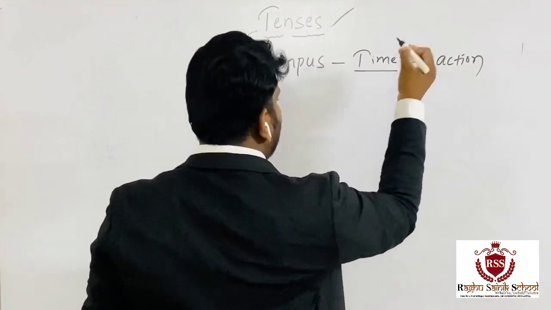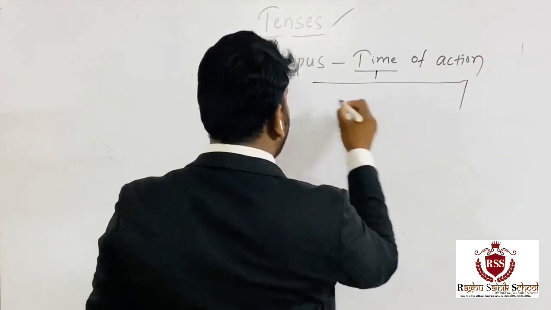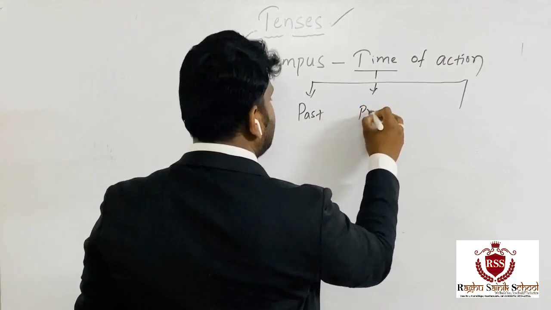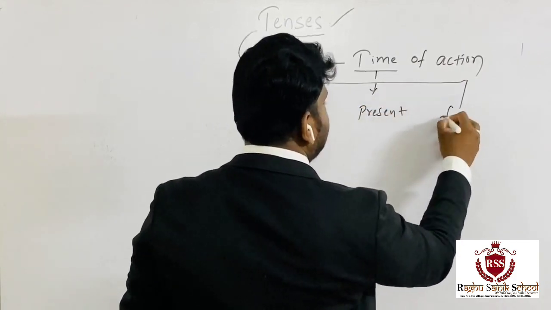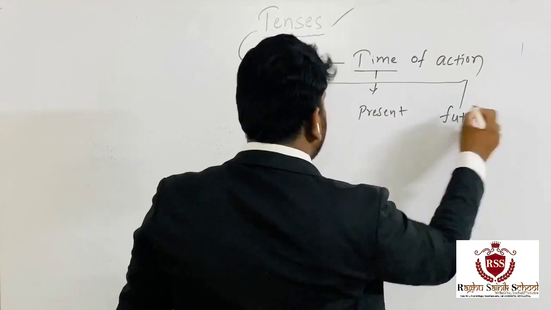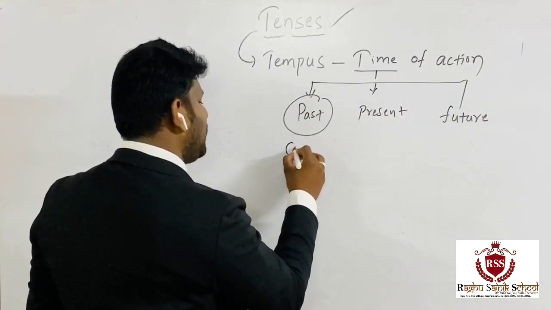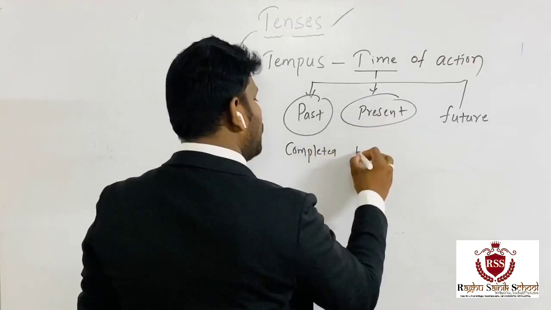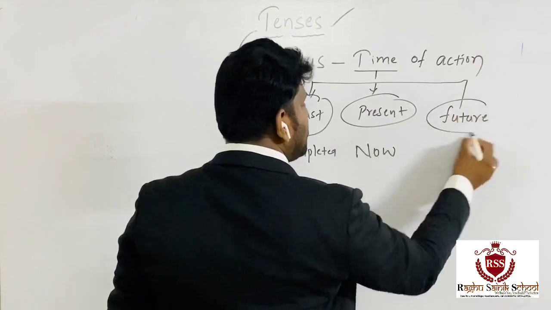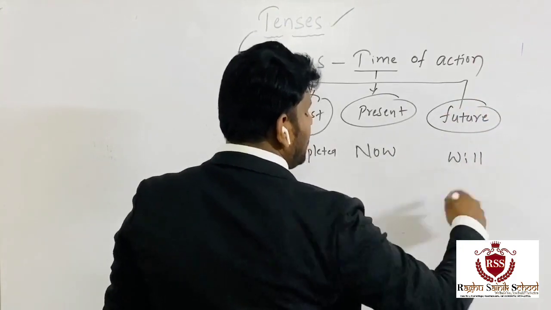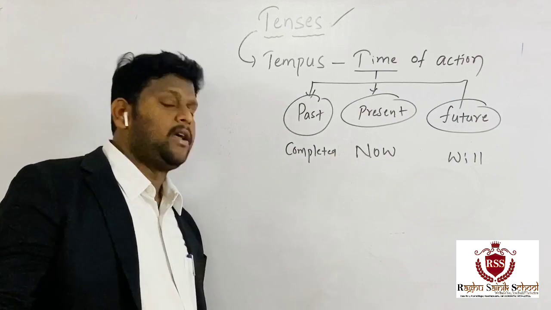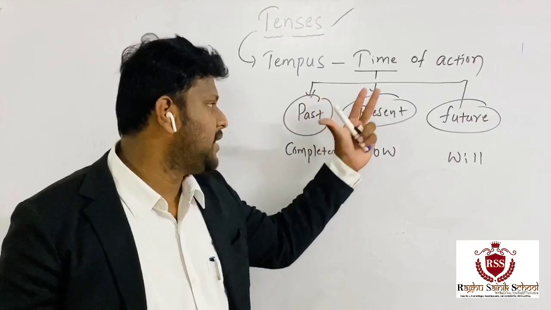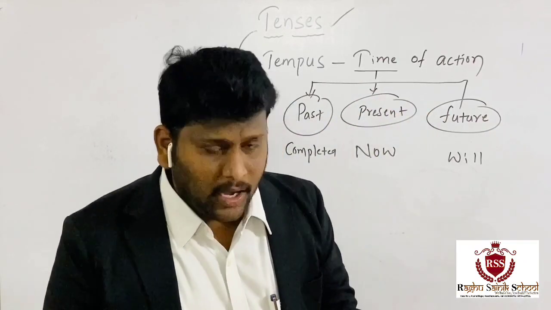Time, you already know from childhood, is divided into three parts: past, present, future. Past, which are already completed. Present, which are going on now. Future, will start next day, next month, or next year. So, this is all about the time: past, present, future.